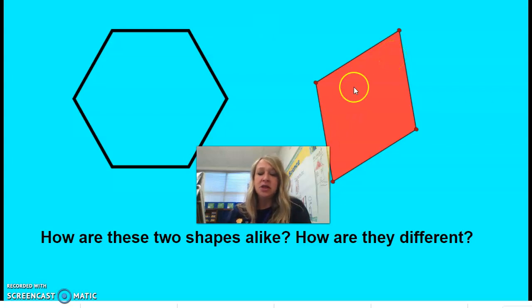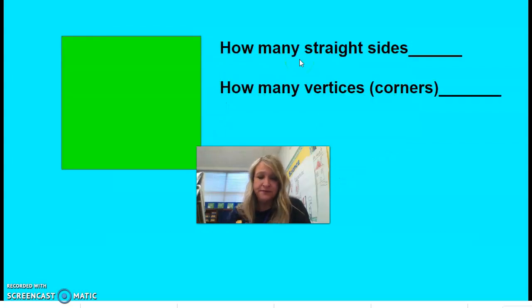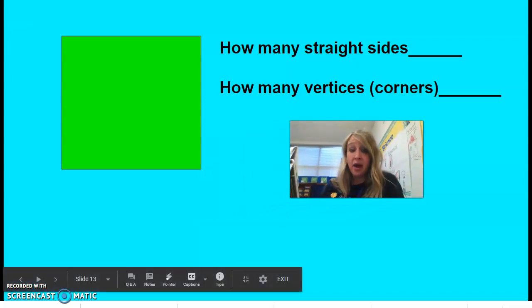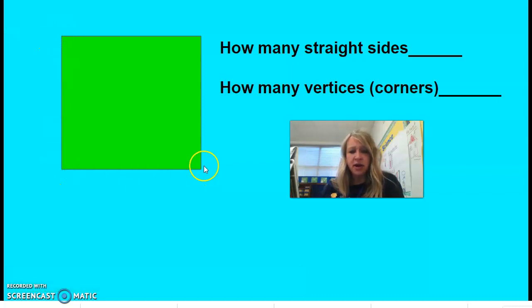Okay, so there's lots of things we can find that shapes have in common and how they are different. Let's look at this shape. Remember the name of this shape? This is a square. Correct. How many straight sides does this square have? 4. Very good. How many vertices does this shape have? Also 4.